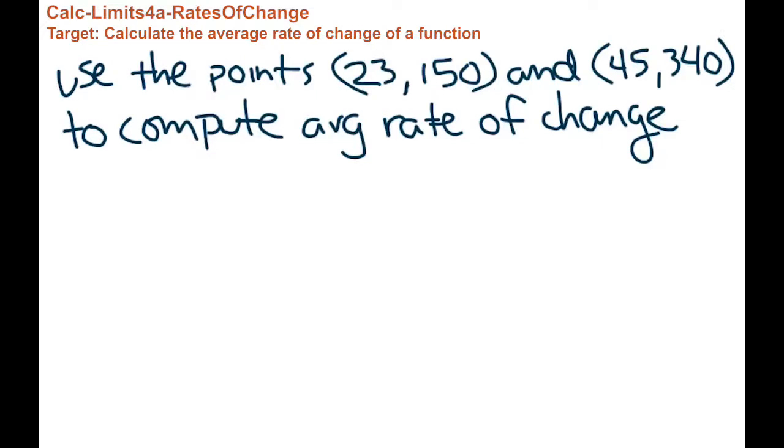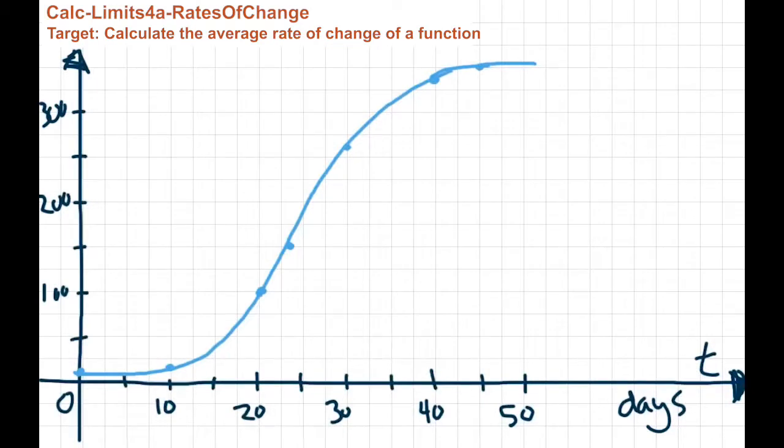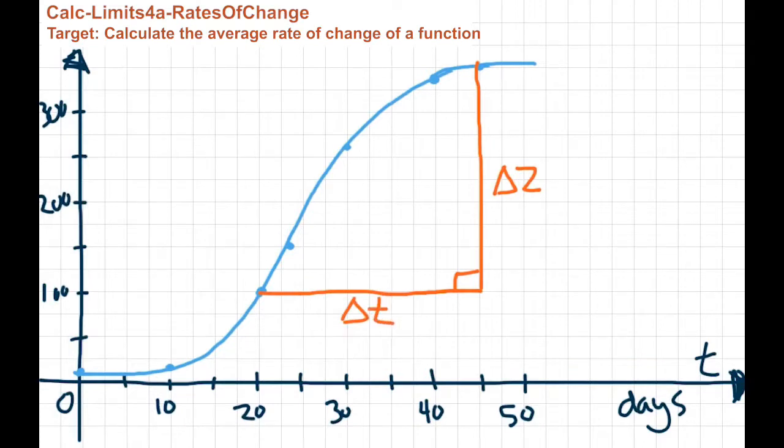Let's take a look at how we can analyze this graphically. The question is, compute the average rate of change between 23 and 45, those x values. So this is the 23 here, and I'll draw a horizontal line to 45 and a vertical line to 45. Now because that's a right angle, the ratio of delta z for zombies over delta t represents the average rate of change. So let's write that: delta zombies over delta time.